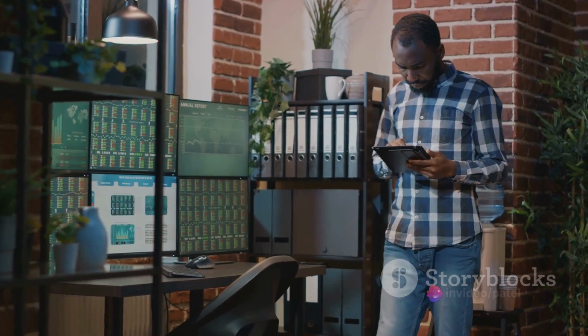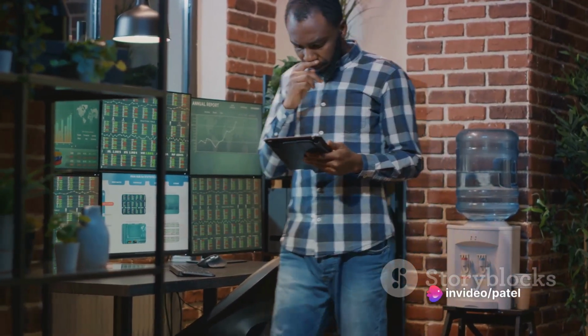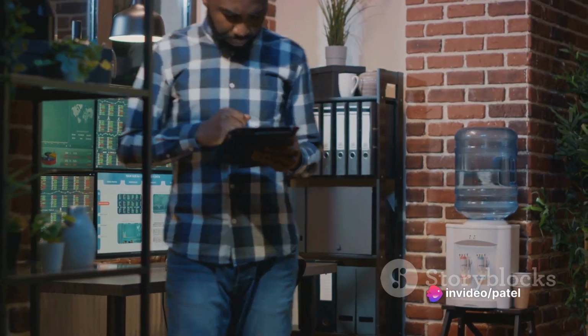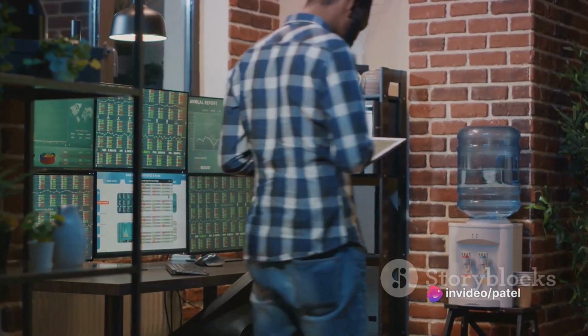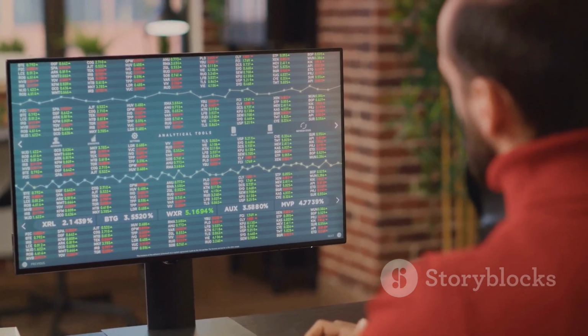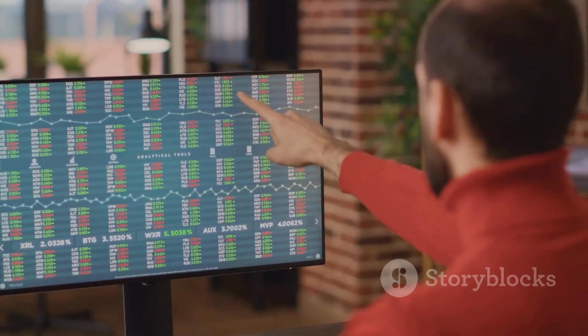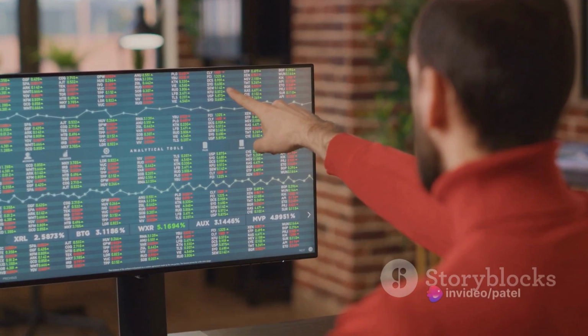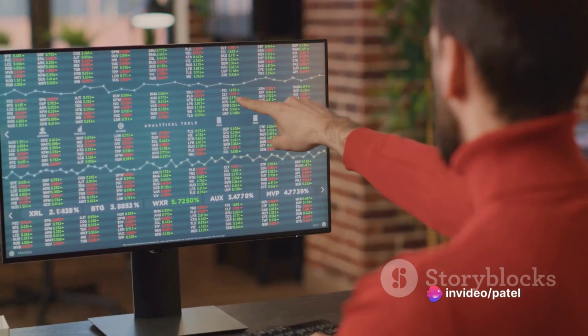Remember, a well-rounded trader doesn't just look at price charts. They also consider the broader economic and political landscape. Combining technical and fundamental analysis can give you a comprehensive view of the market. And with that, you're one step closer to becoming a successful Forex trader.